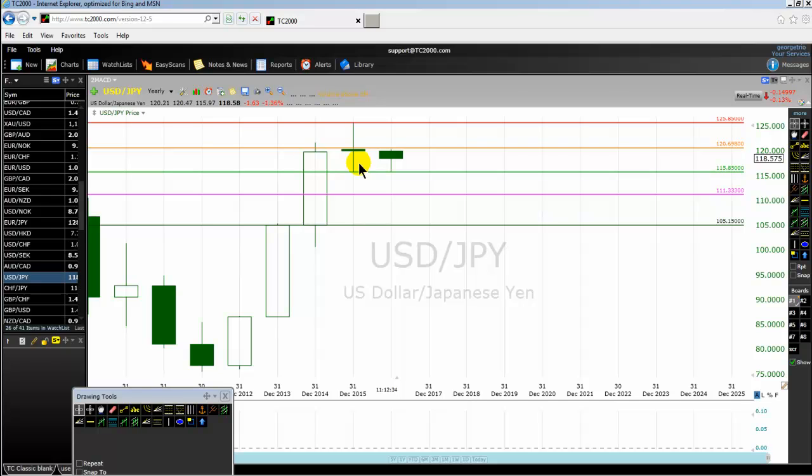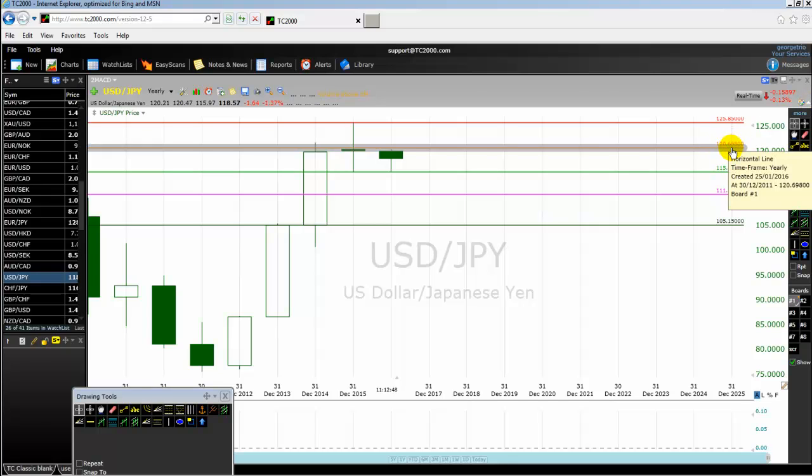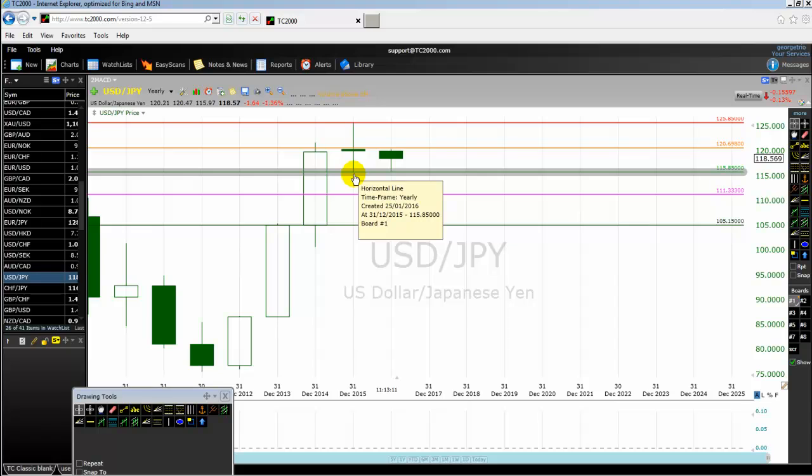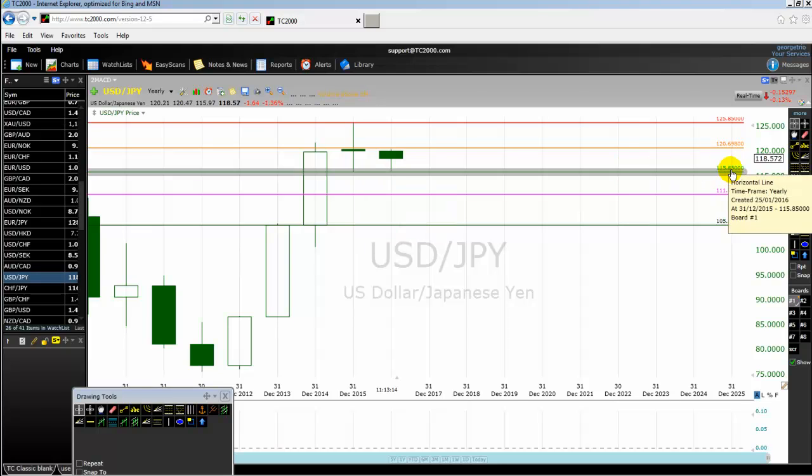I prefer not to use the exact median line for 2015. I always try to use the nearest number to the exact level. So 120.69 is quite close. It's almost equal to the median line of 2015. It's the most important key level that we must watch throughout 2016 if we are trading the dollar yen. The next key level, 115.85, is the low of 2015.